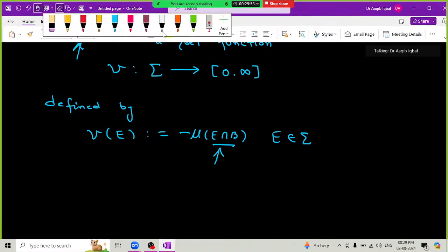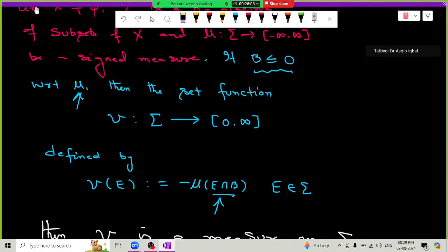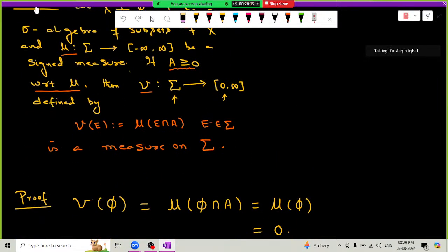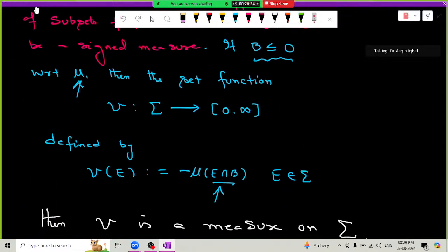Then this nu is a measure on capital sigma. ठीक है, तो ये आपको अब याद रखना है. अगर आप पॉजिटिव सेट का इस्तेमाल कर रहे हैं तो डायरेक्टली आप मेजर ऐसे डिफाइन करेंगे, mu of E intersected with A, where A is the positive set. हाँ, अगर आप पॉजिटिव सेट की जगह नेगेटिव सेट इस्तेमाल कर रहे हैं तो आपको माइनस साइन बाहर रखनी है. अगर आप मेजर क्रिएट करना चाहते हैं तो इस तरह से होगा वो.